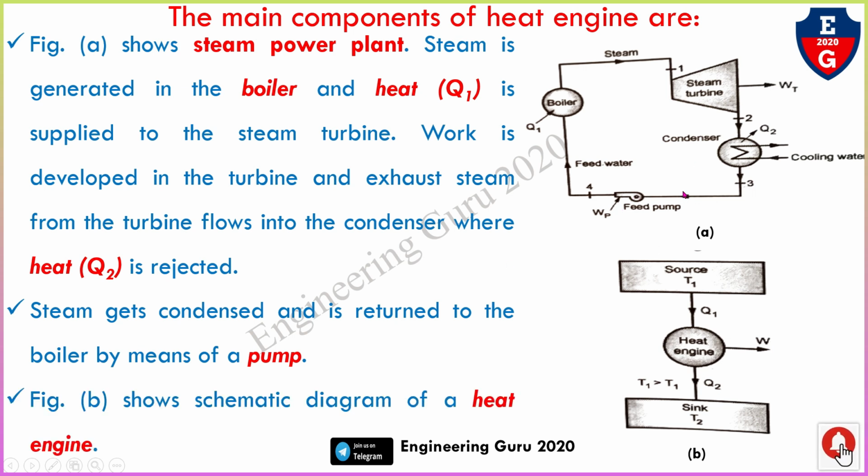Figure B shows the schematic diagram of a heat engine. You can see that this is the heat engine. This is the Q1 heat supplied and Q2 heat out. This is the source T1 and this is the sink T2.